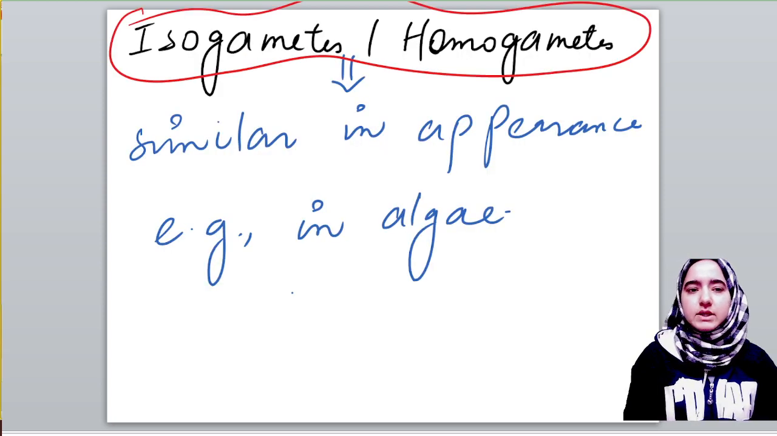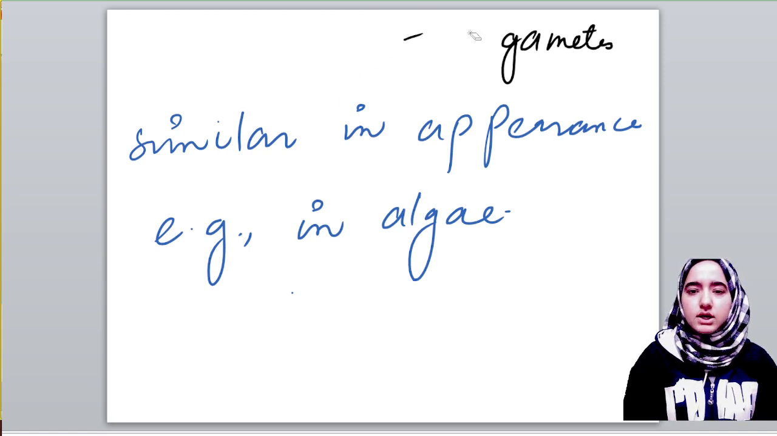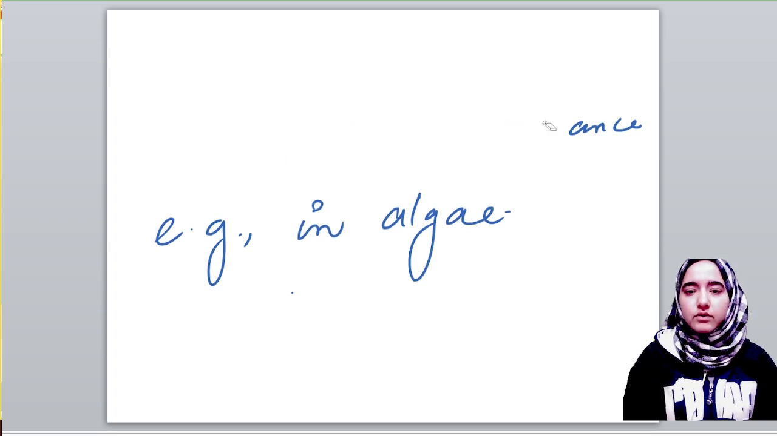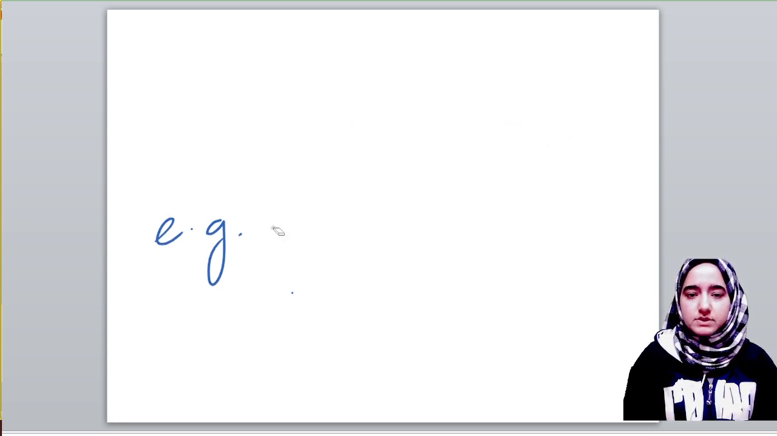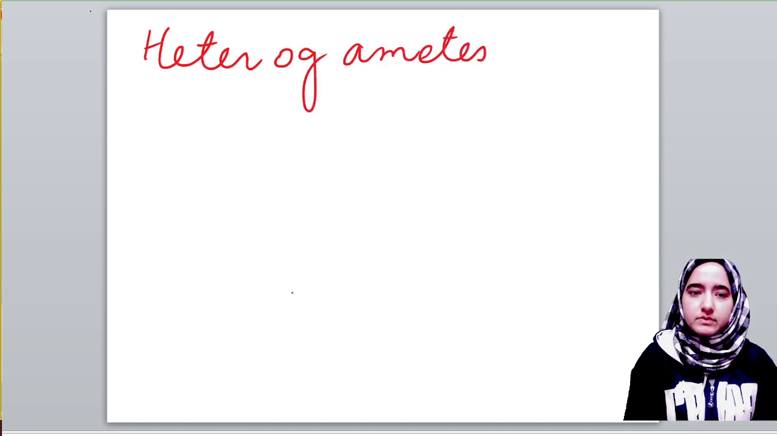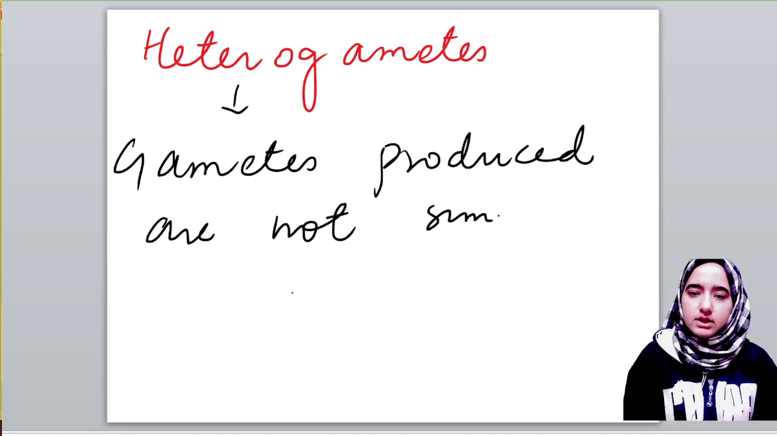But you will see in the majority of sexually reproducing organisms, be it animals, human beings or any other complex organisms, that the gametes produced are of two different types, two different shapes. They are not similar. Those types of gametes are known as heterogametes. Heterogametes are the gametes which are not similar in appearance.